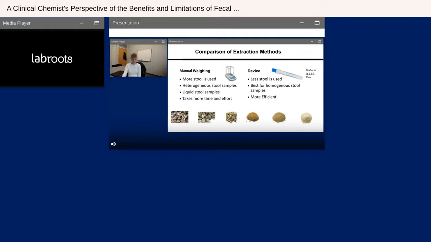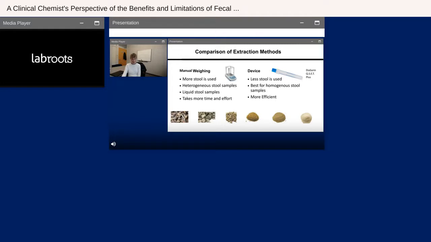And if we compare that to the extraction device, for the extraction device, less stool is used. It's really great for more homogeneous stool samples, and it's also a very efficient process in extracting the stool. So within my lab, we actually sort stool samples by which extraction method they should undergo.